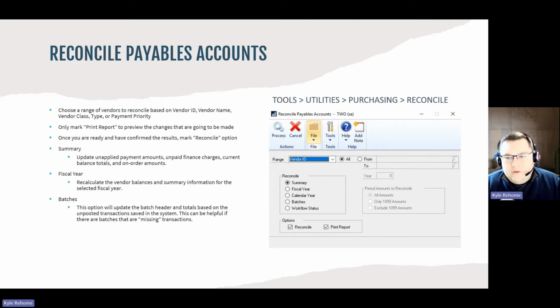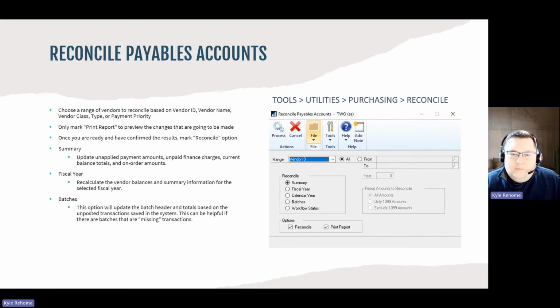If you choose to reconcile fiscal year or calendar year, they're kind of the same. They recalculate the vendor balances for the selected fiscal year or the selected calendar year. So if your vendor should have a certain balance, and all the transactions add up to that balance, but that's not what's showing when you look at a vendor inquiry window, that's where you want to run this routine.